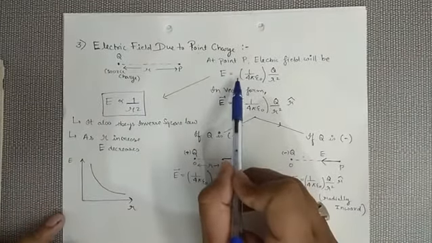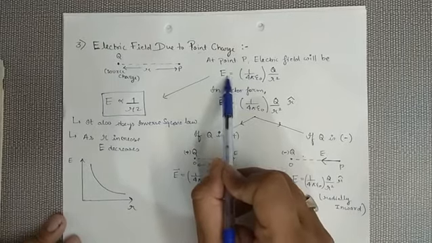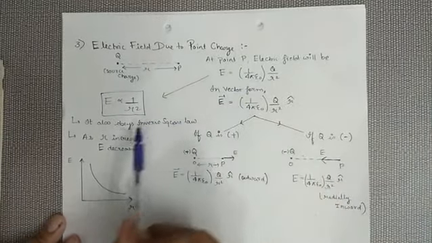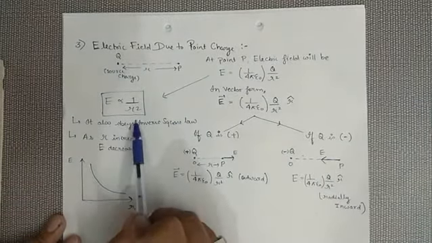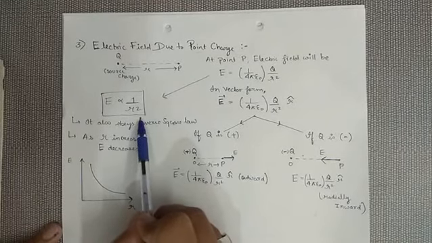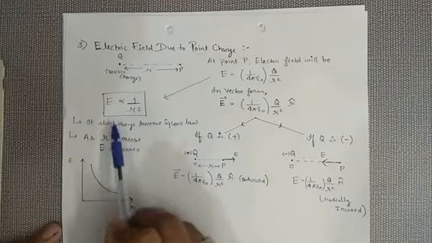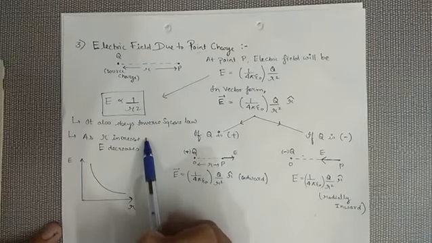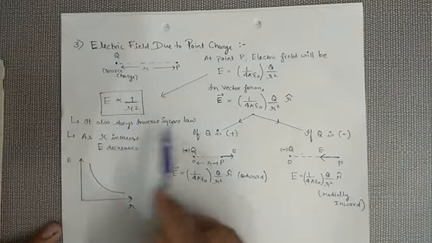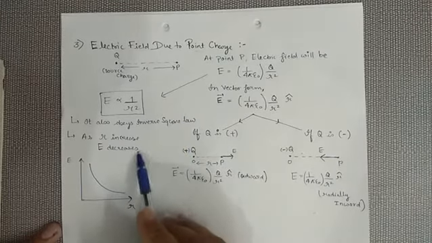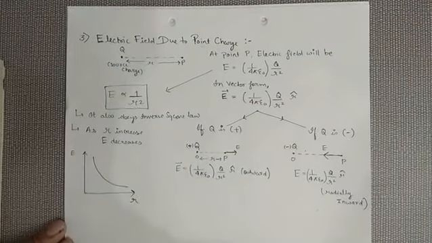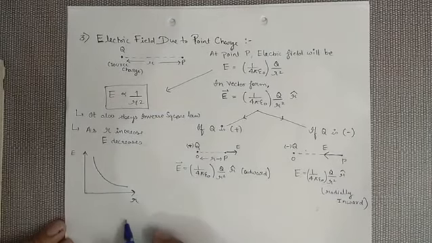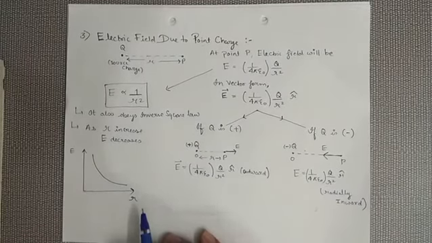One more important conclusion we can draw concerns electric field and distance r. You see that the electric field is inversely related to r square, which means the electric field obeys the inverse square law. As the value of r increases, which means as we move away from the charge, the strength of the electric field decreases, and this is a graphical representation between E and r.